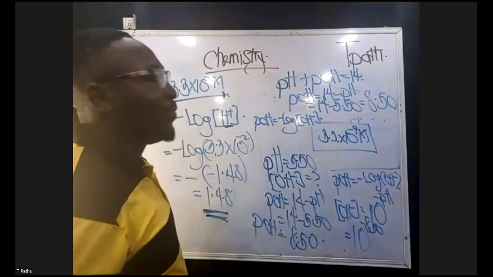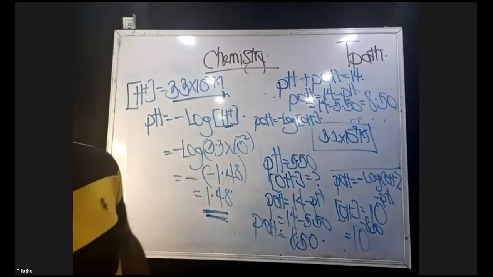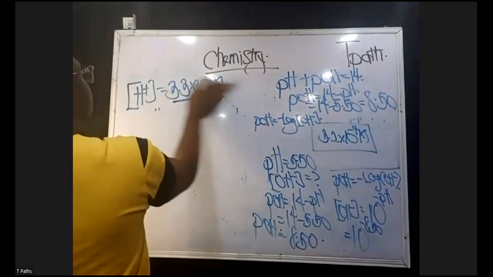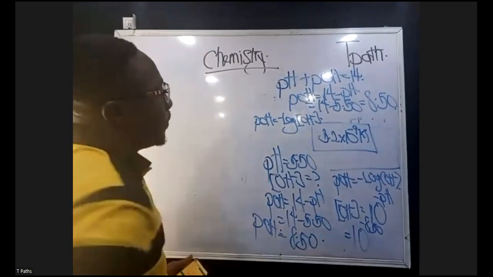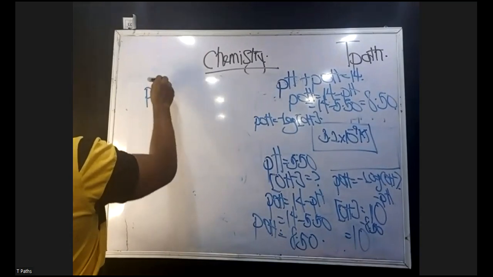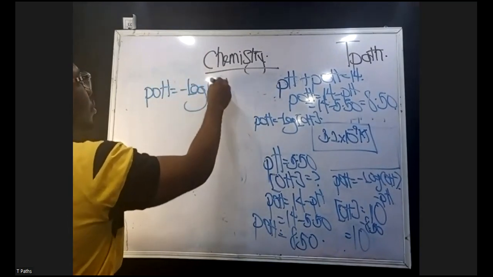Guys, we can do this. Let's make this the subject of the formula here. So we have pOH is equal to minus log OH minus.